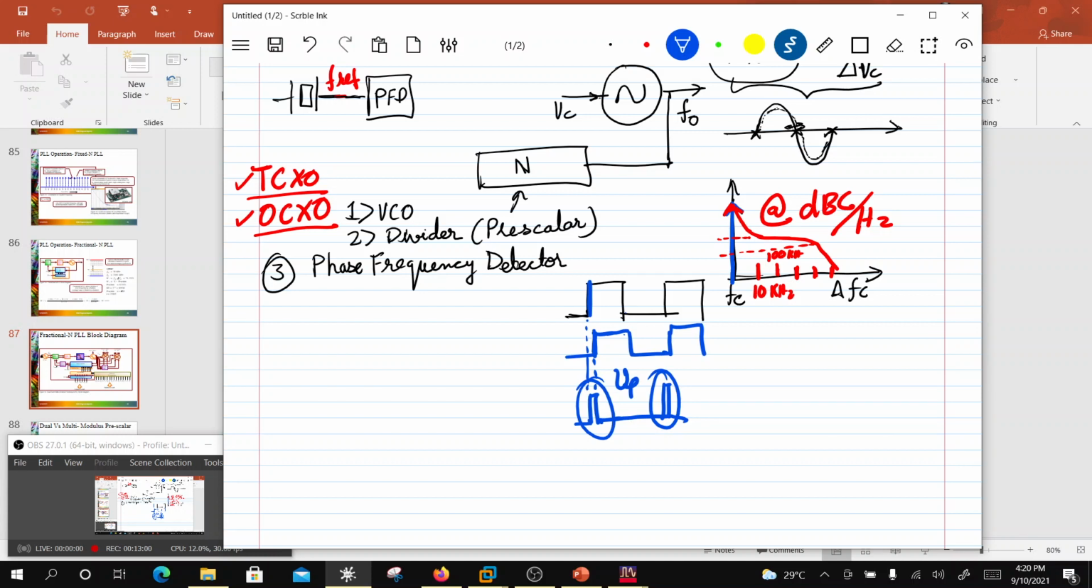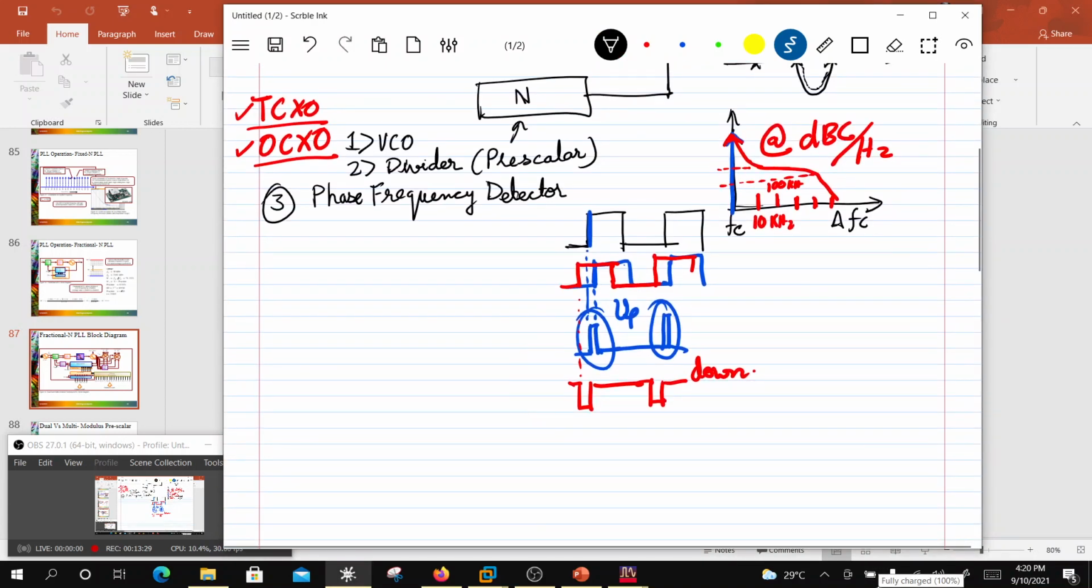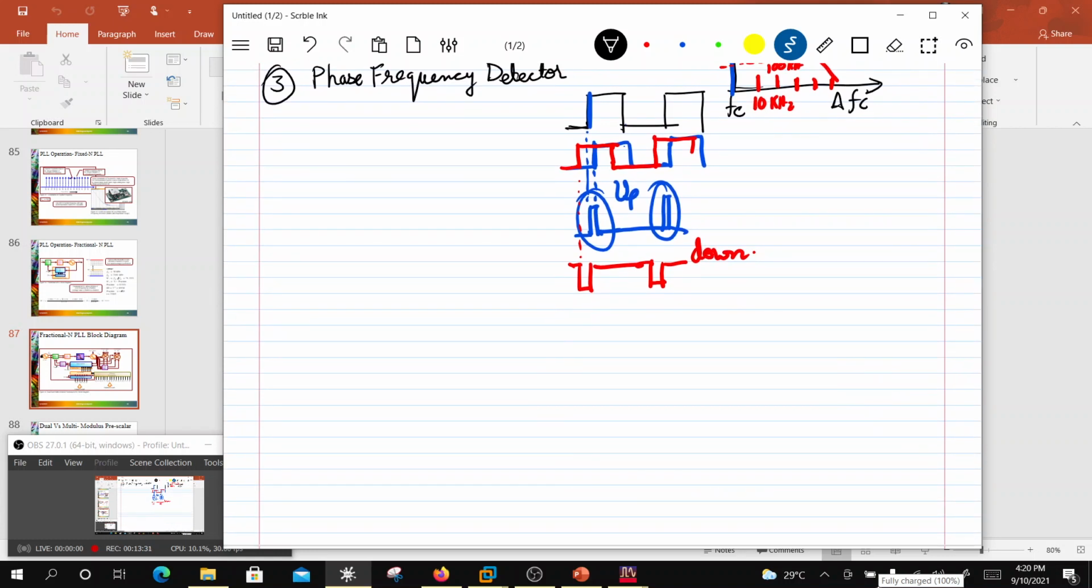Now you can also imagine that if this was coming earlier here, for example, then it would have generated something called a down pulse, like this. So the PFD is generating up pulses and down pulses, and this basically is controlling what is known as a charge pump.